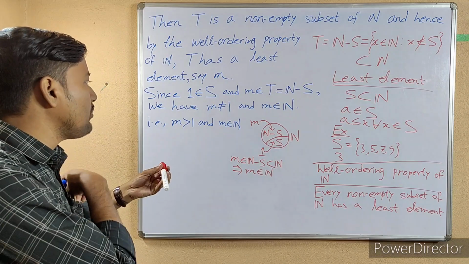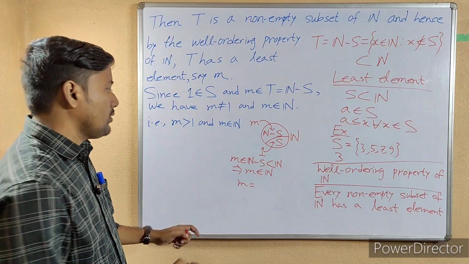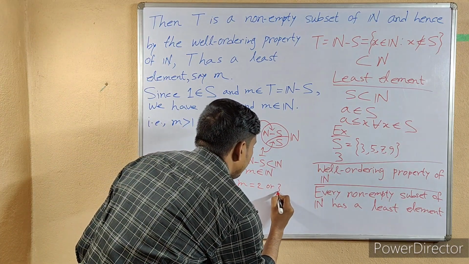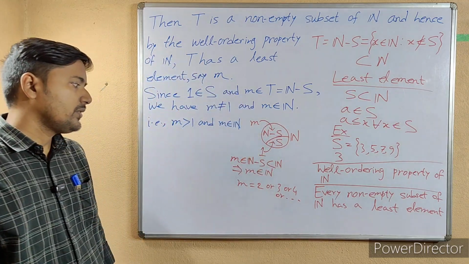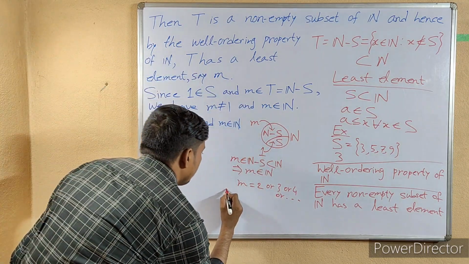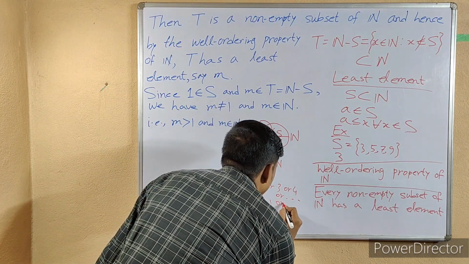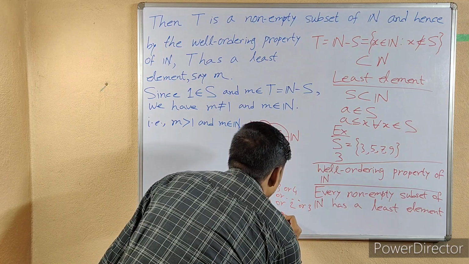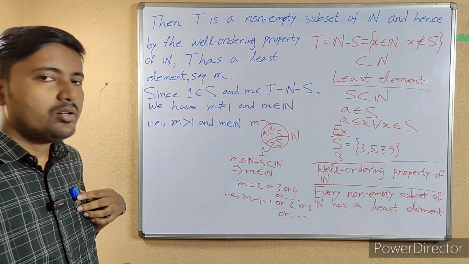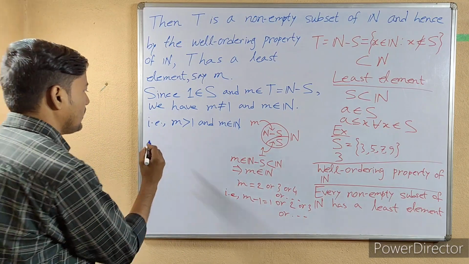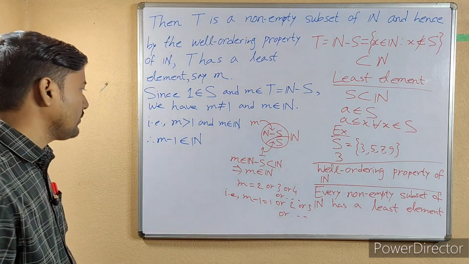Now m greater than 1 and m belongs to n. So m equal to 2 or 3 or 4 or so on. That is, m minus 1 equal to 1 or 2 or 3 or so on. So m minus 1 belongs to n. Therefore m minus 1 belongs to n. Clear?